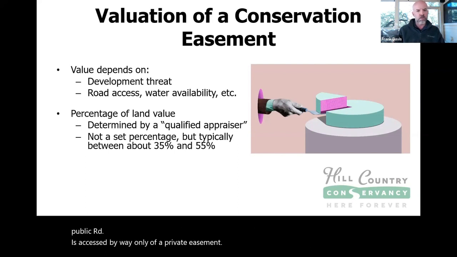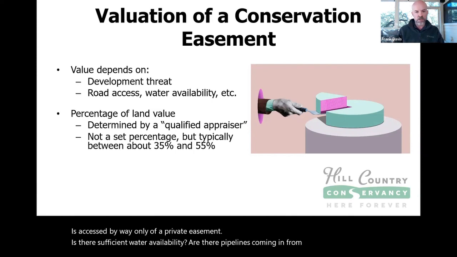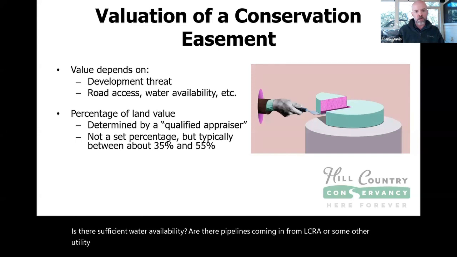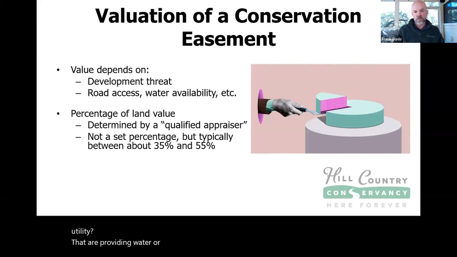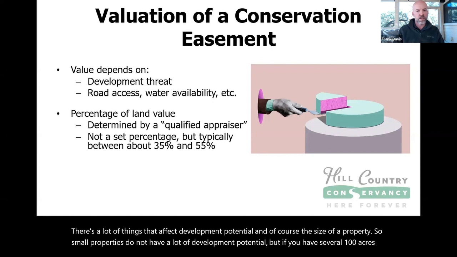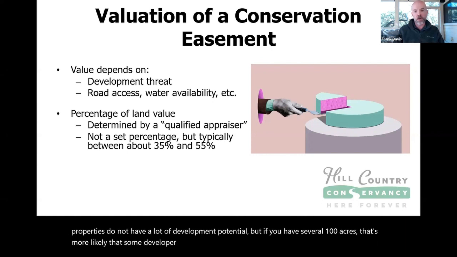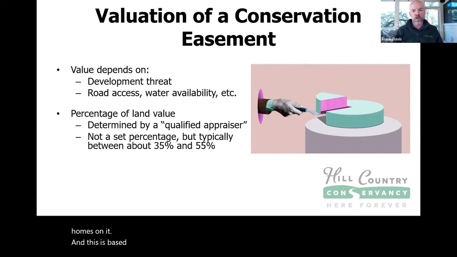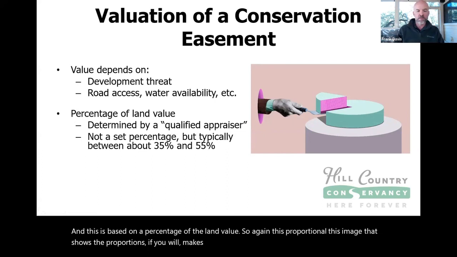Is there sufficient water availability? Are there pipelines coming in from LCRA or some other utility that are providing water, or is there really good groundwater and you've had it tested? There's a lot of things that affect development potential. And of course, the size of a property. So small properties do not have a lot of development potential, but if you have several hundred acres, it's more likely that some developer might want to purchase that for the sake of putting a lot of homes on it. And this is based on a percentage of the land value. So again, this image that shows the proportions, if you will, makes a lot of sense here.